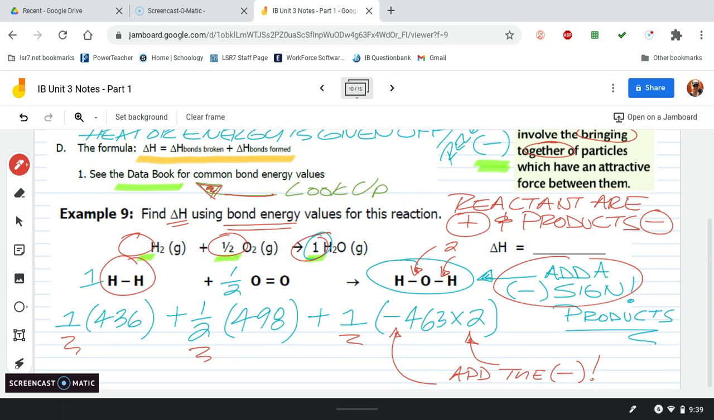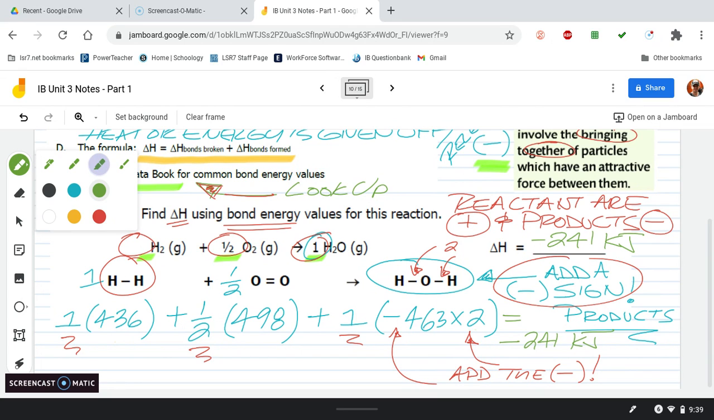And the delta H is up here, so I get a different colored pen here. So this is going to equal negative 241 kilojoules. So that would go right here. So that's the answer when you run this through. Okay, so once again, I just did 436, and then I added that to, in parentheses, the 0.5 times the 498, and then I went ahead and added that to, in parentheses, the negative 463 times 2, and that's where we get our final answer.